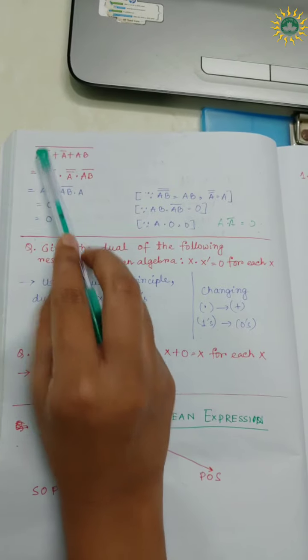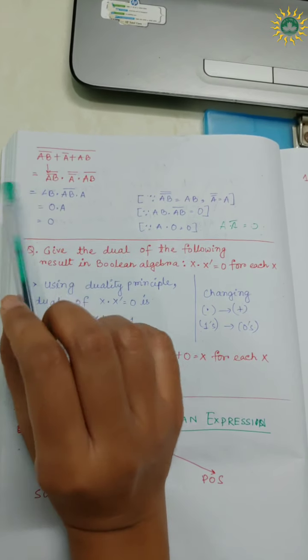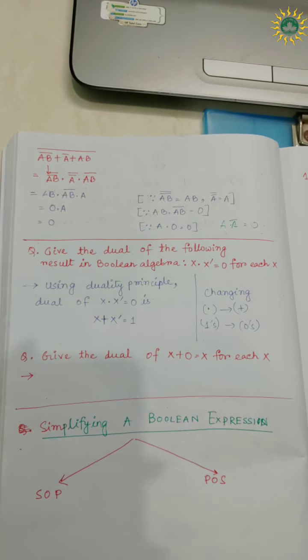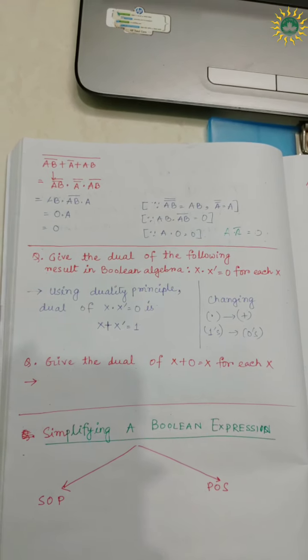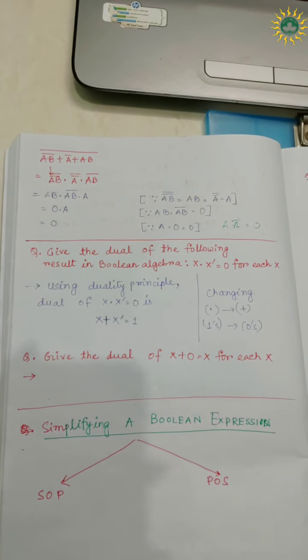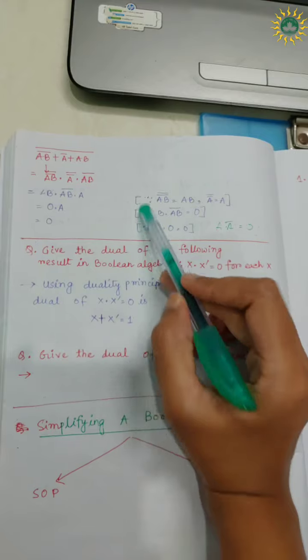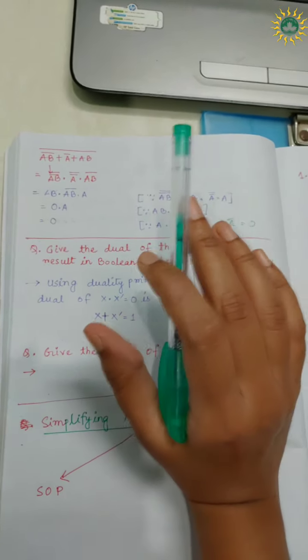First of all, we are breaking the complement, we are changing the ors into ands, and if you have and, that will change into or. After doing that, we will simplify it using the laws we have read in the previous lesson.